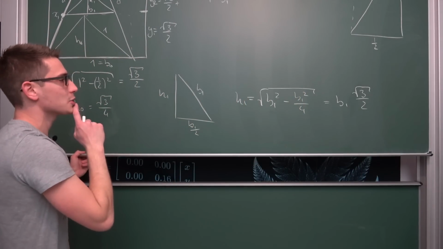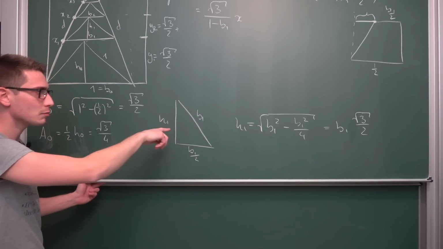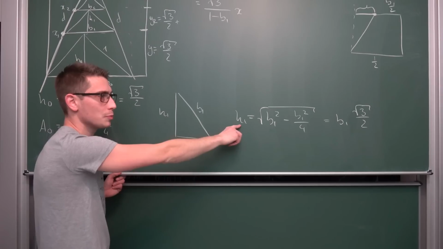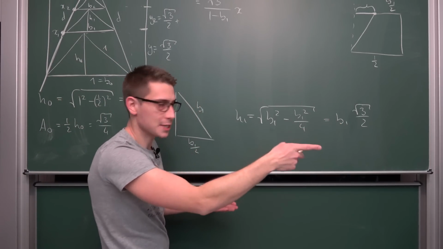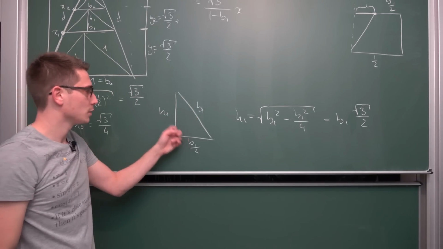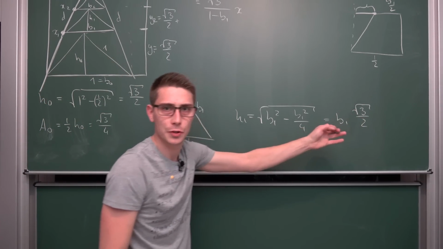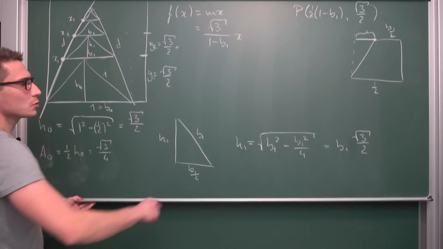This is cool. So meaning, for each and every height that we are having in here, height 1, for example, it's going to be just the base b1 multiplied by square root of 3 over 2. Same spiel with height 2. Height 2 is going to be b2 times square root of 3 over 2, and so on. Meaning we are just going to stack everything up.